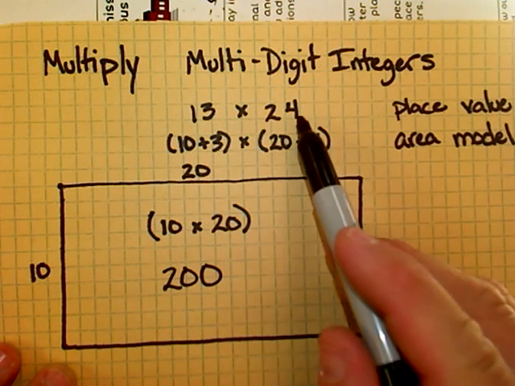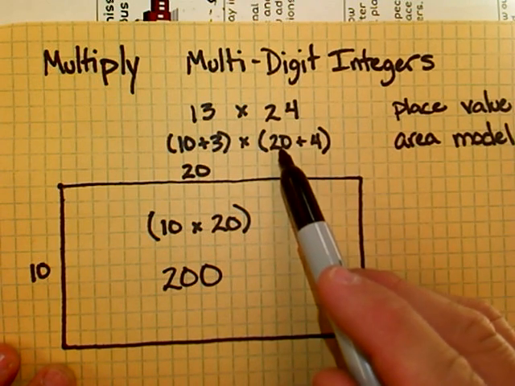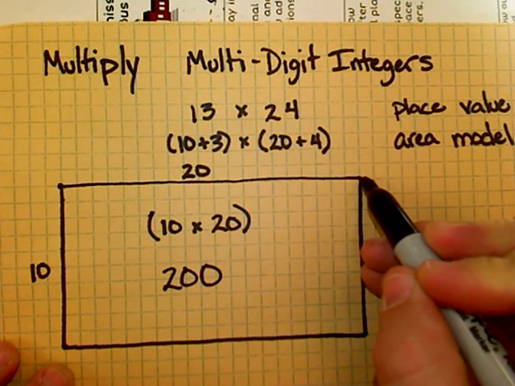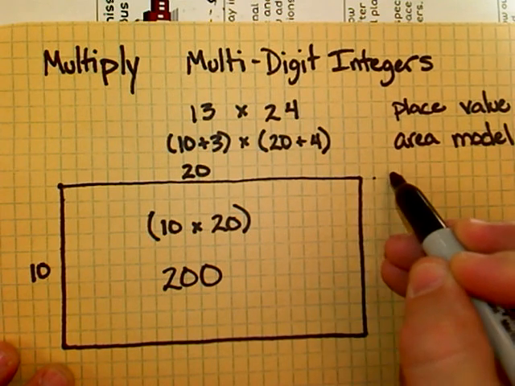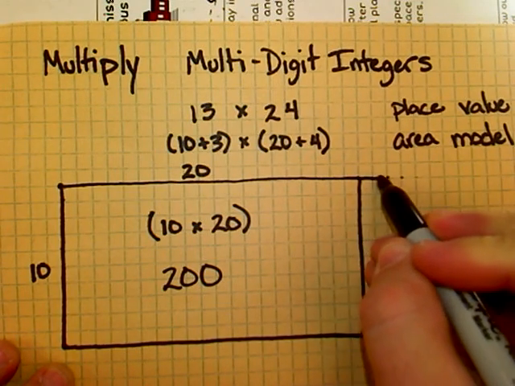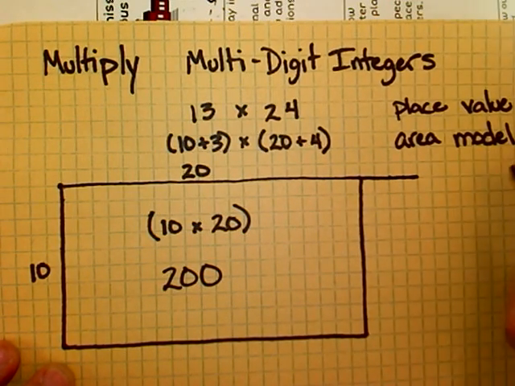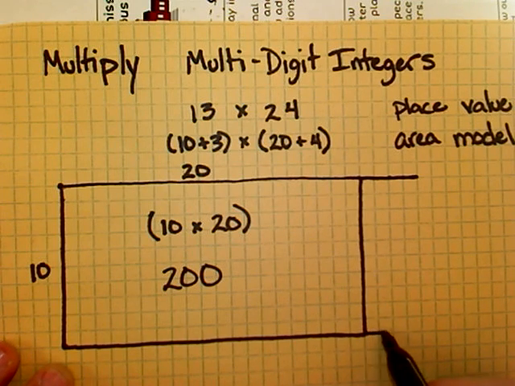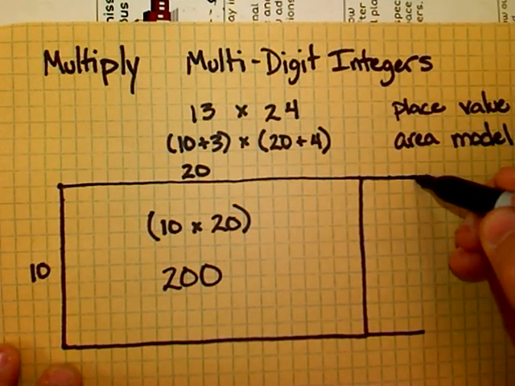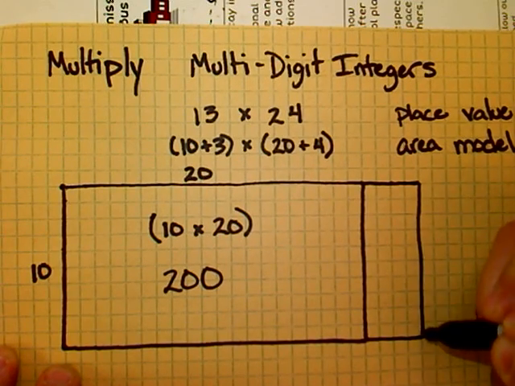Next, I want to take this 4. So I did the 20, now I want to do the 4. So I'm going to count from here over 4. 1, 2, 3, 4. And I just draw a line along those 4. I still have that 10, so it's pretty easy. I can take it out here, 4, and then I connect them.